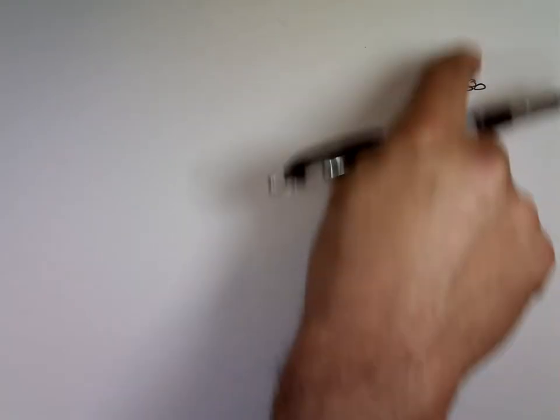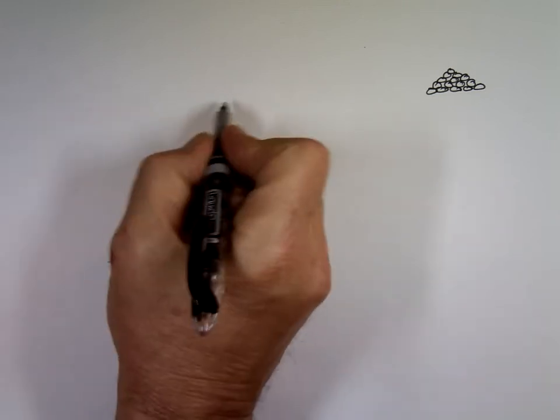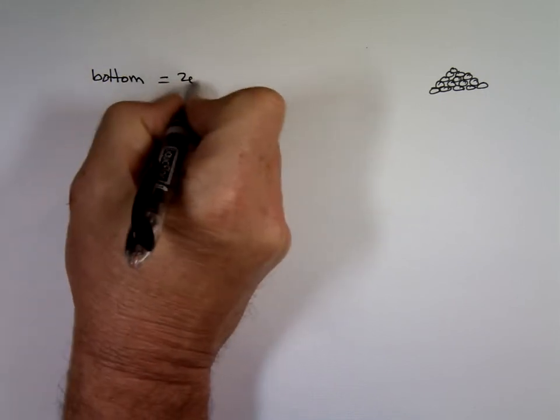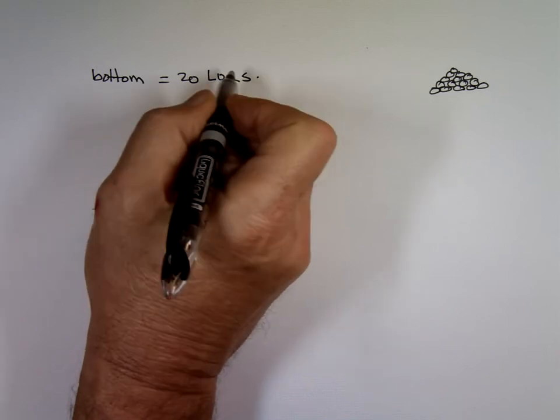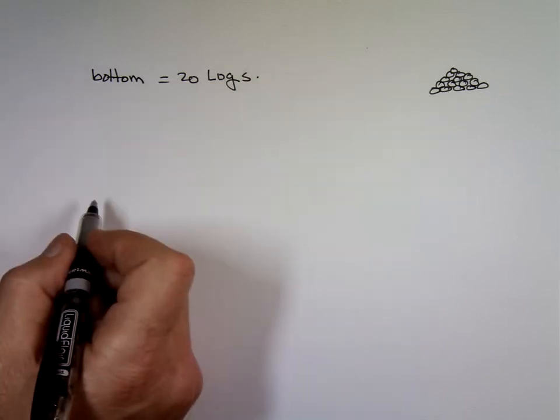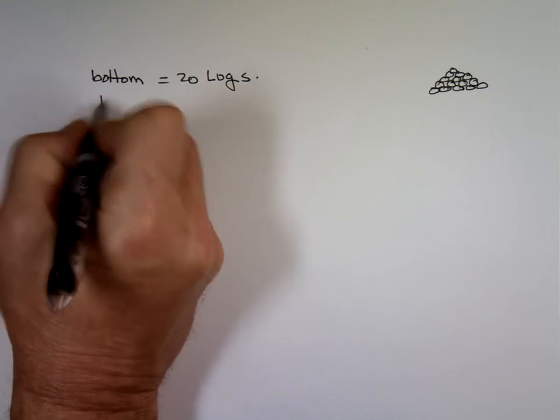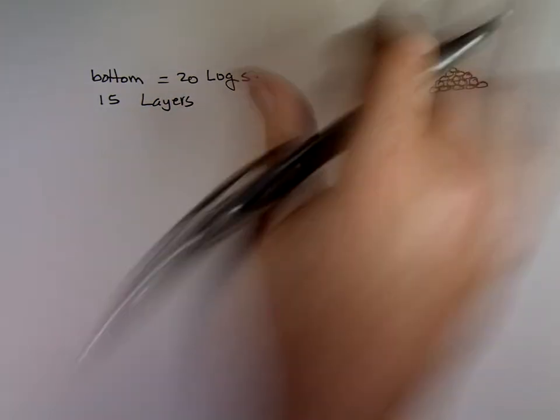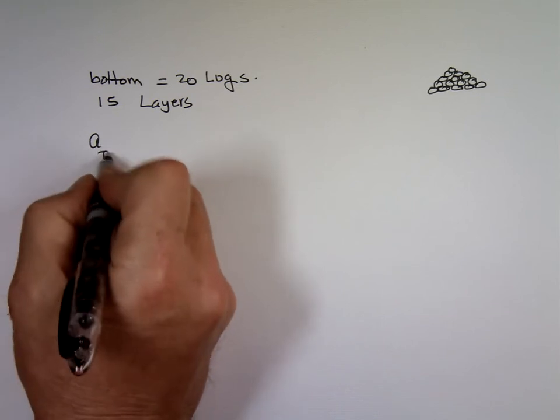So let's see what we have here. At a logging camp, 15 layers. So we have 15 layers on top of each other. That's N, the rows. Piled, because we have no idea if the top one is 1 or something else. If we have 20 logs at the bottom, we have 20 logs there. We're looking for 15 layers. Can we figure out how many logs are on the top, the 15th layer?